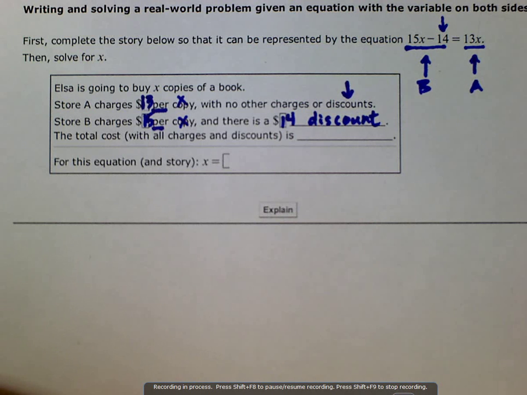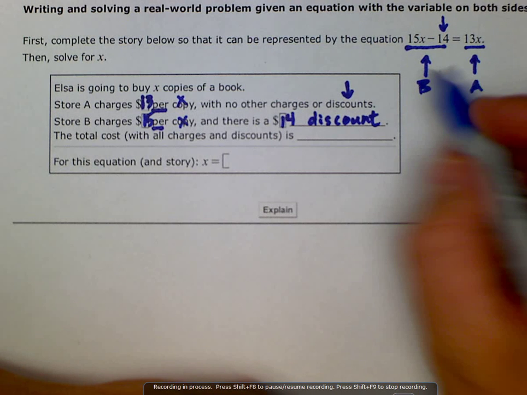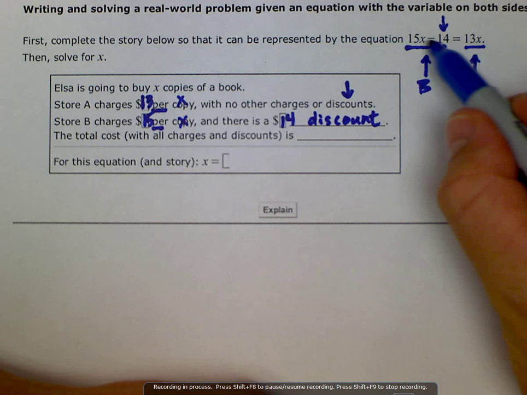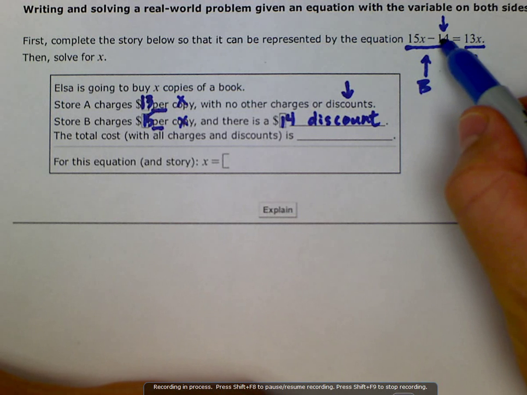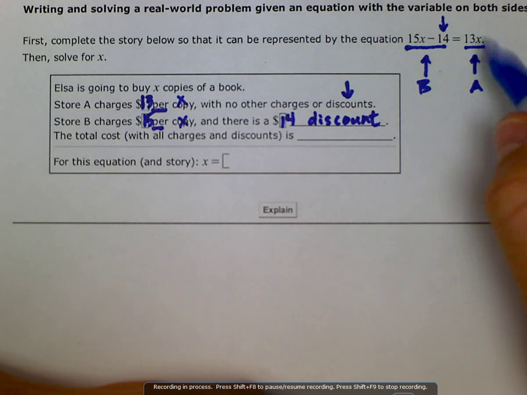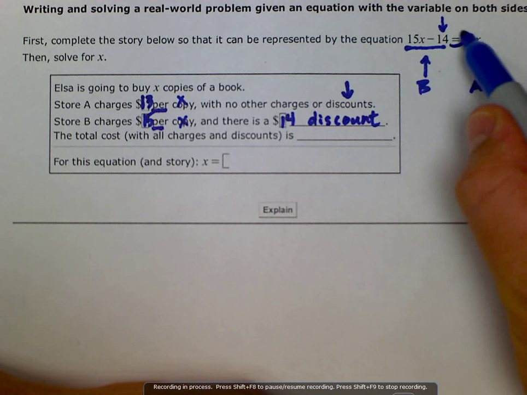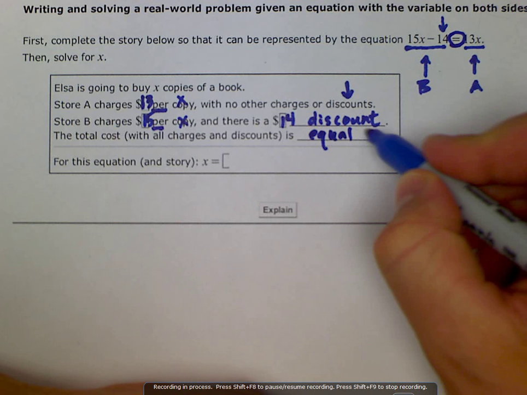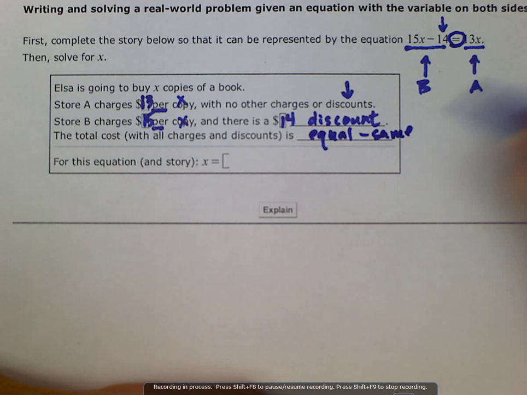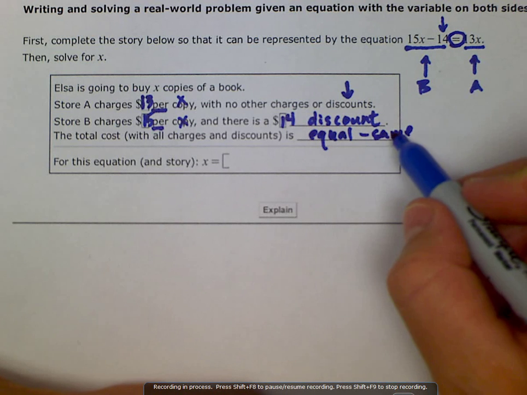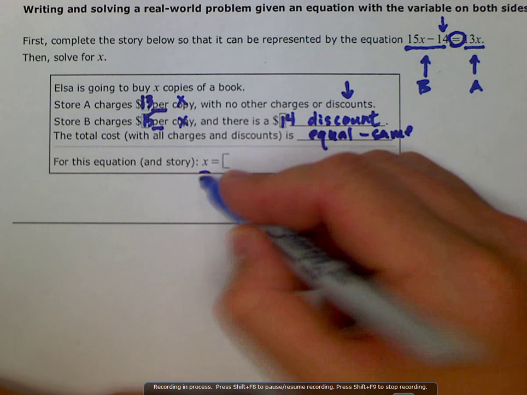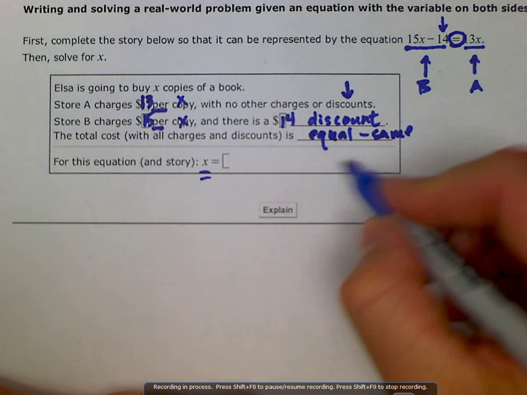$14 discount. The total cost with all the charges and discounts is, and they're asking here, is one greater than the other? Does this say that 15x minus 14 is greater than 13x or less than? No, it says it's equal to, so these are going to be equal. They're going to be equal cost or the same, whichever drop down option says they cost the same amount. And then for the equation, solve for x, it's asking you to solve here for x.